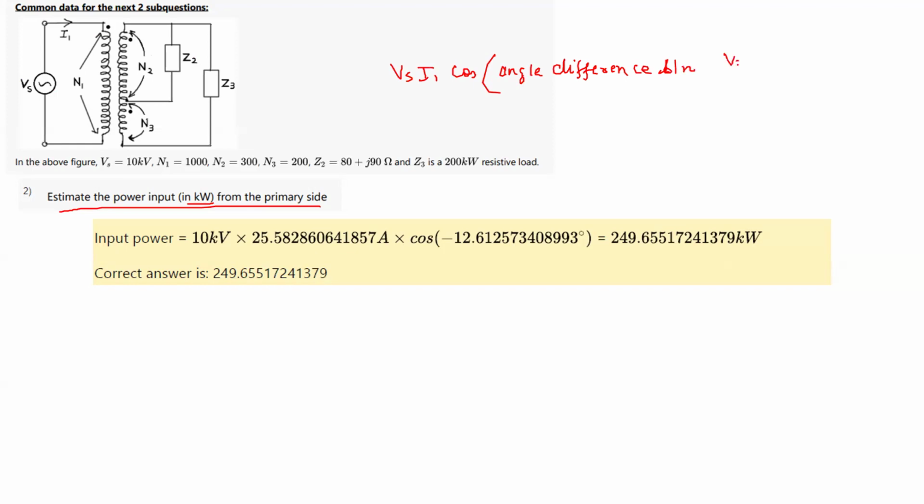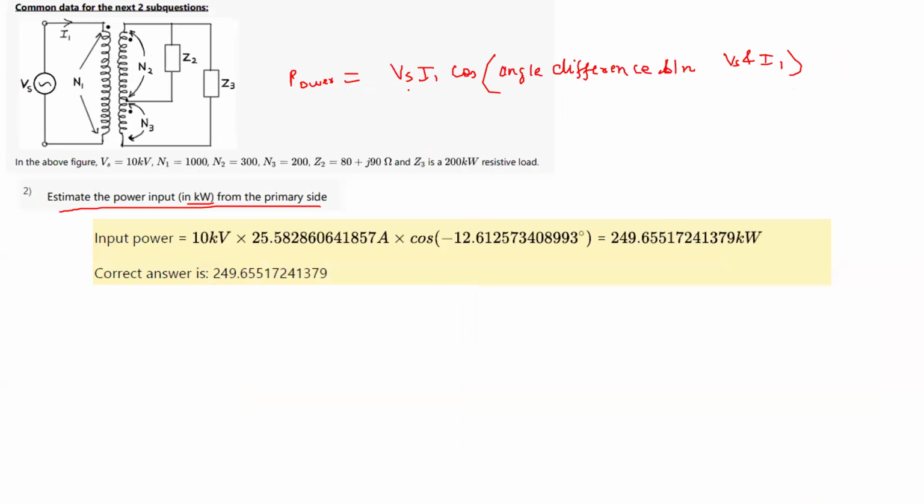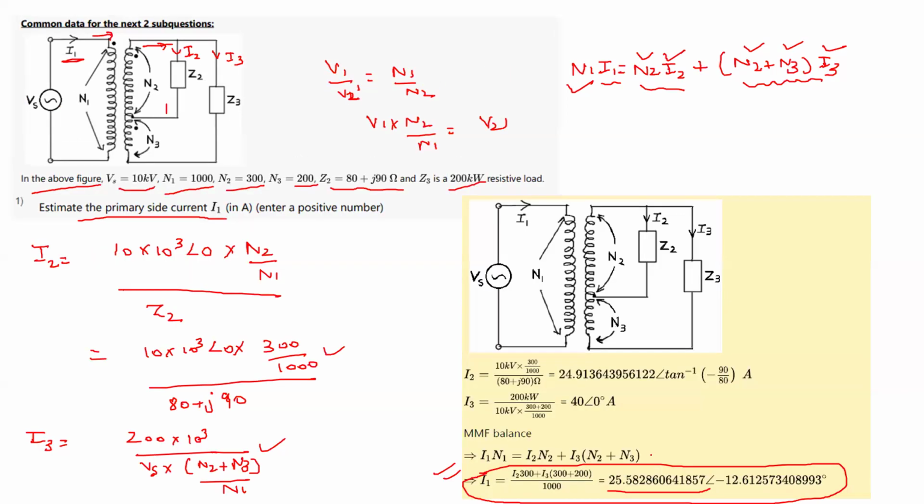between Vs and I1. This is what we have seen earlier also. I have derived this expression, and maybe you can see assignment 2 for this. So this is Vs into I1 and cosine of the angle difference between Vs and I1. Vs is given as 10 kV, and I1 we have solved in the previous question. We have to take I1 RMS, so this is Vs RMS into I1 RMS and cosine of the angle difference. Now we have derived all these values by taking the voltage angle as Vs angle 0. So if we take the voltage as the reference, Vs angle 0, then in the previous question we got the current with an angle of this.